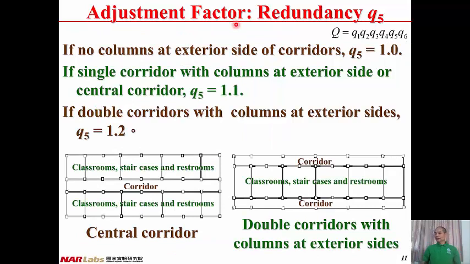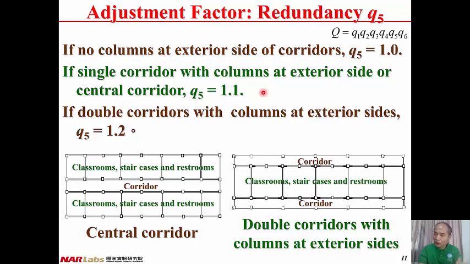And then we move to the next adjustment factor for redundancy. And here's classroom and staircase. And there is a corridor here. If to the exterior side of the corridor there are no columns, then Q5 equals 1.0, because transverse to the corridor there are only two columns. The redundancy is not that good. The degree of redundancy is not that high. Then Q5 equals 1.0.